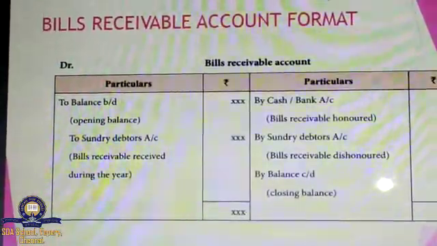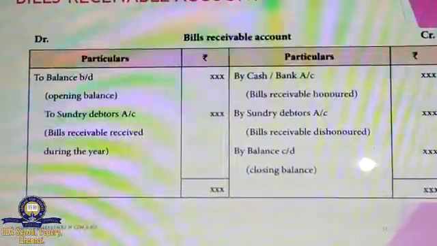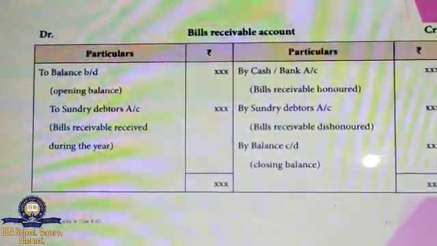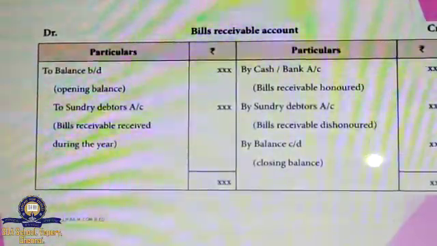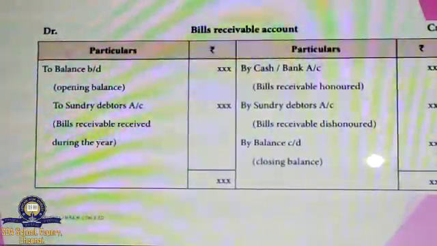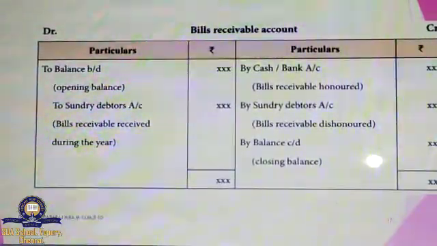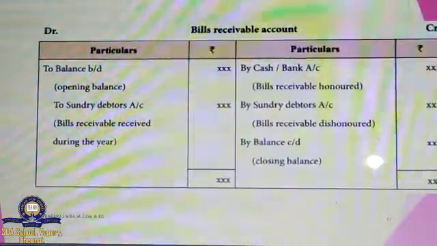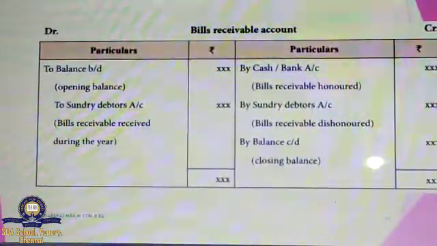In 5-mark sums and all, we'll do it like that. Then we have to add 3 items on the credit side: cash, sundry debtors and balance carried down. So obviously the credit side is the greater amount. From the greater amount we have to minus the balance brought down. Then the balancing figure is to sundry debtor, that means bills receivable received. Okay, so this is the format of the bills receivable account.